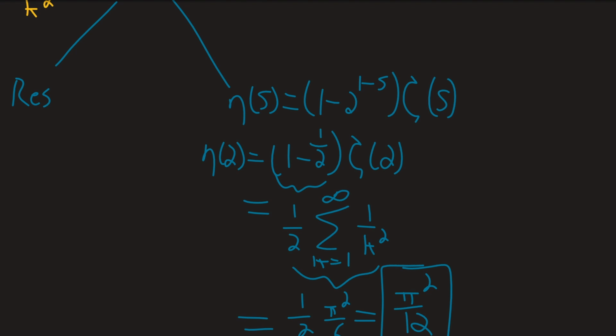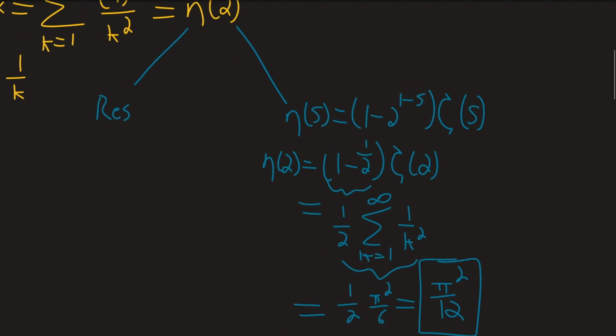I'll probably make a video in the future going into more summations with residues. That'd be a lot of fun. But for now, we're just going to stick with a nice pi squared over 12, and I'll stop rambling.